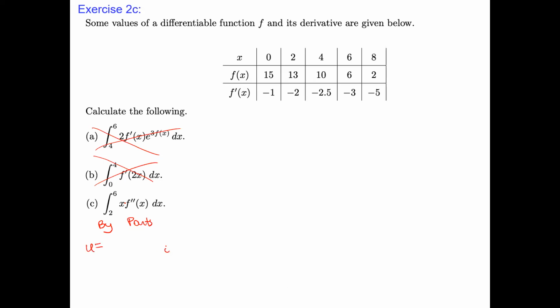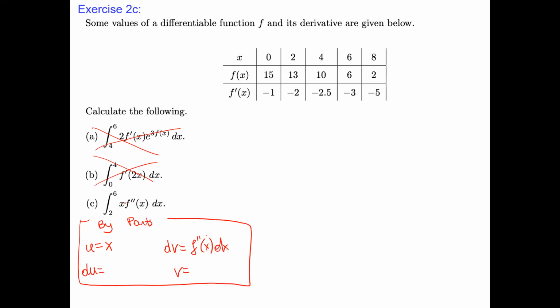Let's try u and dv. This will come from the integrand. We will calculate du, the derivative, and we will recover v by anti-differentiating dv. Okay, u will be x, and the second derivative dx is dv, because we can nicely recover v. It's the antiderivative, the first derivative, because the derivative of the first derivative is the second derivative. Derivative of x is 1 dx.